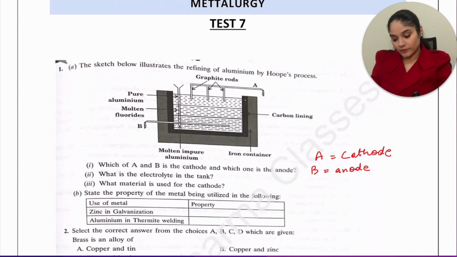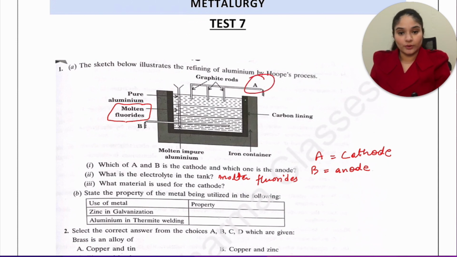Now moving on, the next question is, what is the electrolyte in the tank? If you see, they have already marked molten fluorides, so that is your electrolyte. So we'll write molten fluorides. Then what material is used for the cathode? So A you marked as cathode, right? So what is the material on it? It's graphite material, so graphite rods. Or if they are asking just the material, just graphite.